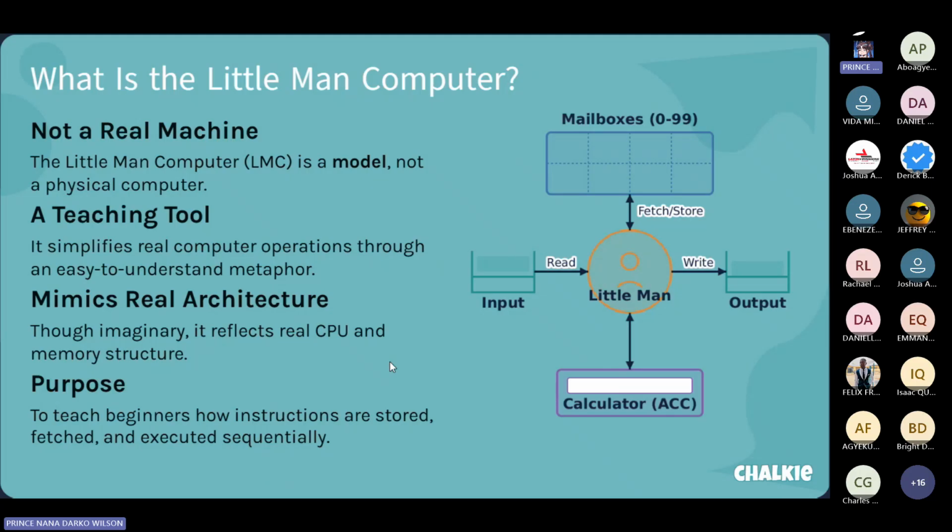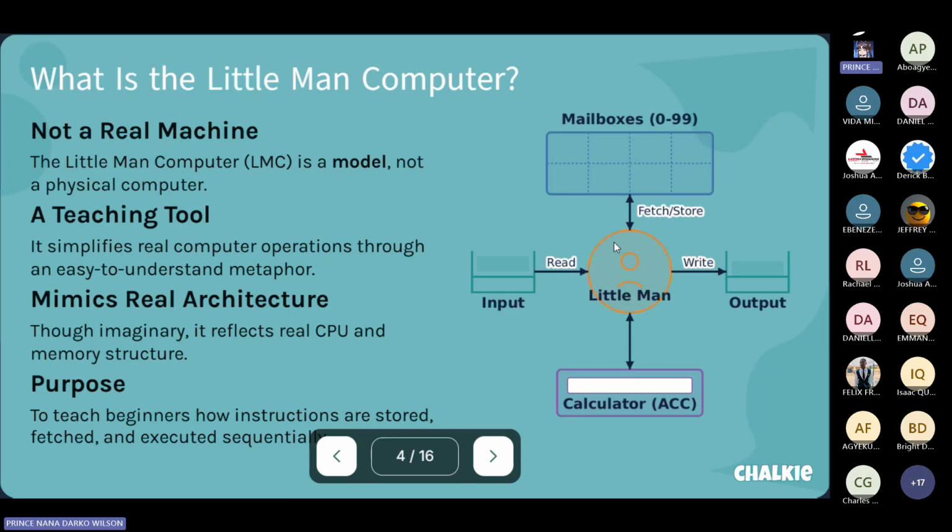So despite the fact that it is going to act as an imaginary computer, it is simulating exactly what the central processing unit does. Just that this one only uses few instructions, processes few data, and brings out few outputs. But a central processing unit will do what we are going to do with a little computer several times in a split second. That's the only difference. So we are going to tone down what a CPU can do and bring it to a humanly understandable level. The purpose of this Little Man Computer is to teach beginners how instructions are stored, fetched, and executed sequentially.